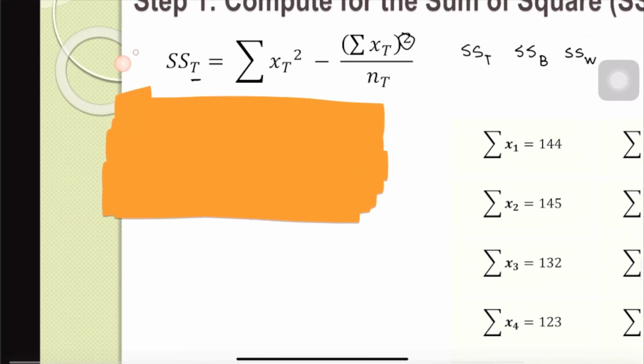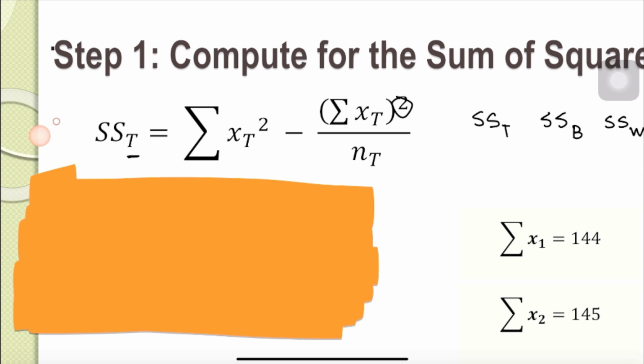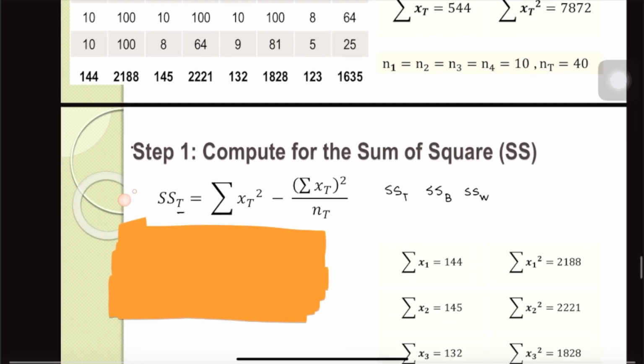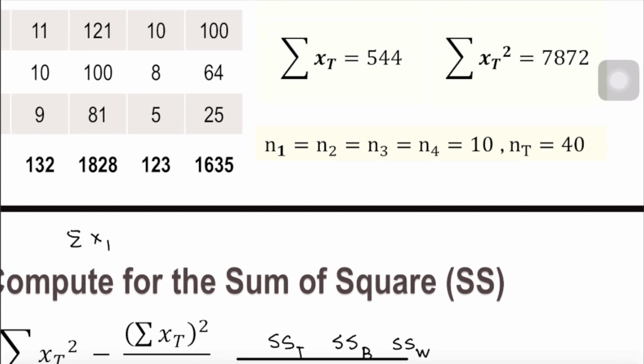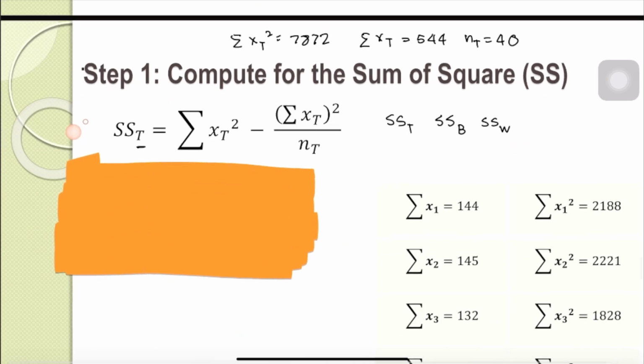Okay, so first we're going to compute for SST, sum of squares total. Basically, sum of squares total is equal to the sum of x total squared minus the sum of x total, squared, over n total. So para hindi tayo malito, isulat natin sa taas dito. Yung sum of x total squared is equal to 7872. Tapos yung sum of x total is equal to 544. And then n total is equal to 40.